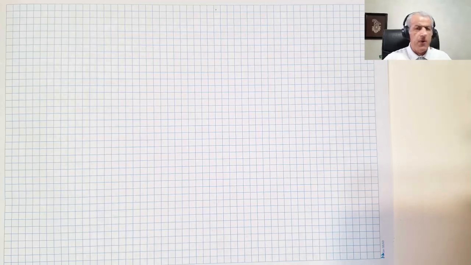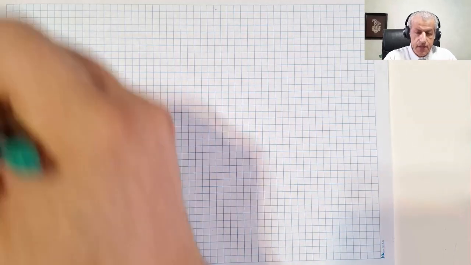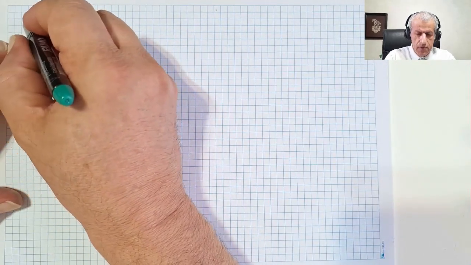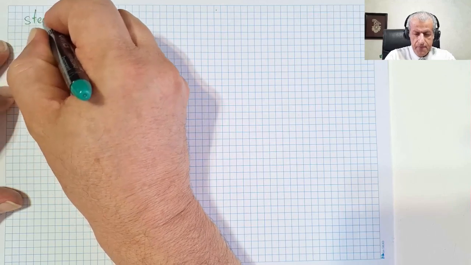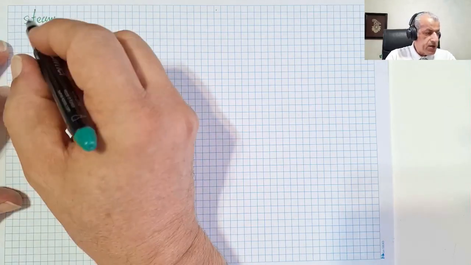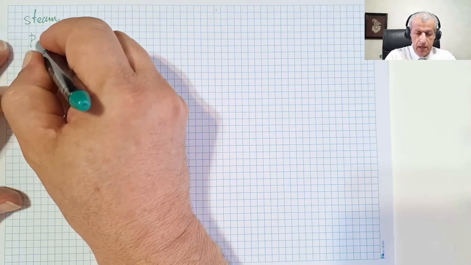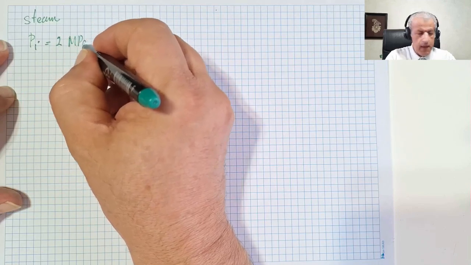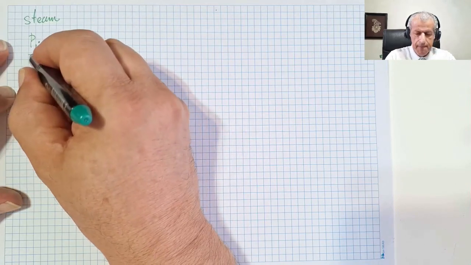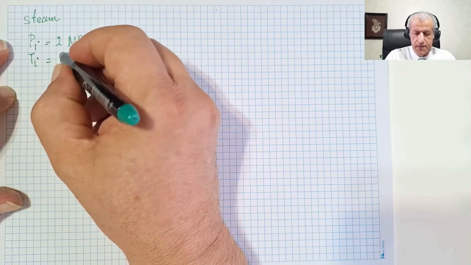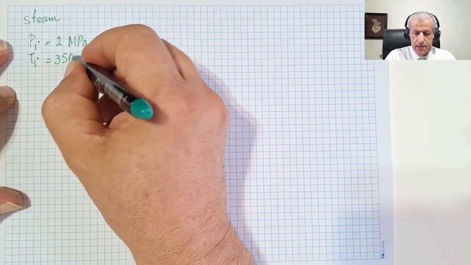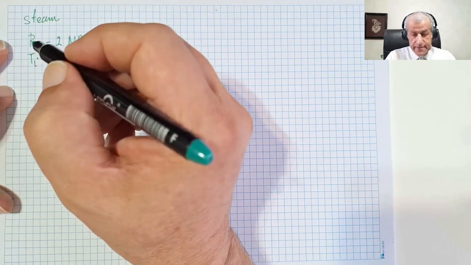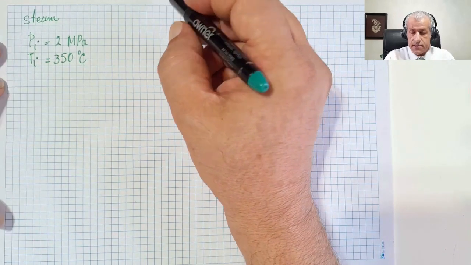Well, the problem starts with steam at high pressure and temperature. So we have steam at high pressure and temperature. Pi equals 2 megapascal and Ti equals 350 degrees C. Now we send it through a nozzle first.